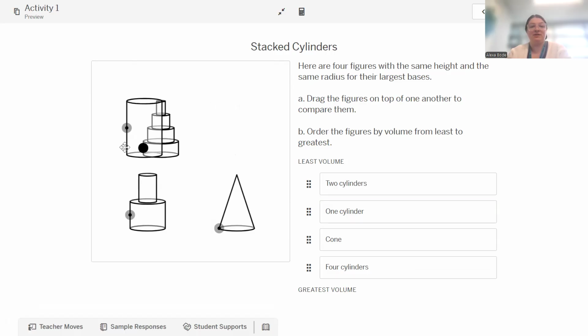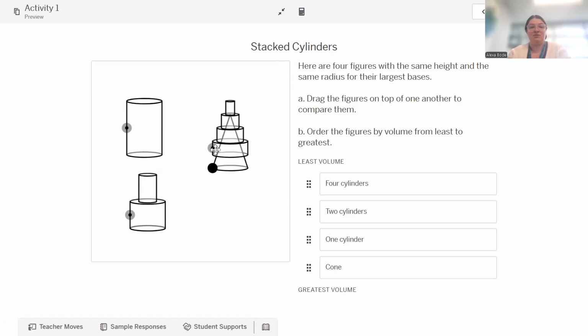If I look at my four cylinders, those ones all also fit inside of the one big one. If I put it on top of the two, you can see that the two cylinders on the bottom fit inside the bottom cylinder, where the two cylinders on top fit inside of the top cylinder of the two. So the four cylinders is even smaller than the two.